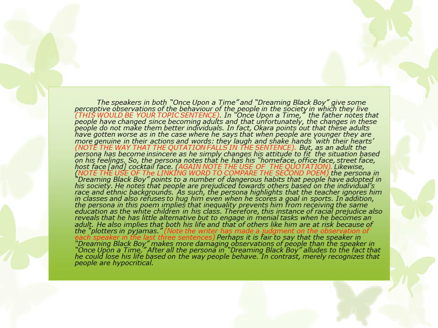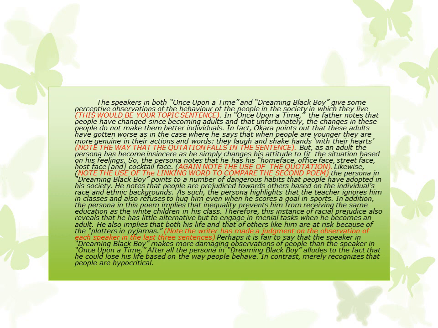Note the use of the linking word or the transitional word that is now being introduced to compare the second poem. Likewise, the persona in Dreaming Black Boy points to a number of dangerous habits that the people have adopted in his society. He notes that the people are prejudiced towards others based on the individual's race and ethnic background. As such, the persona highlights that the teacher ignores him in classes and also refuses to hug him even when he scores a goal in sports.